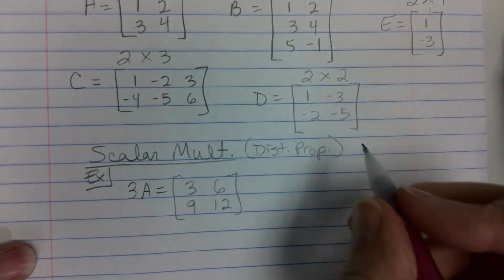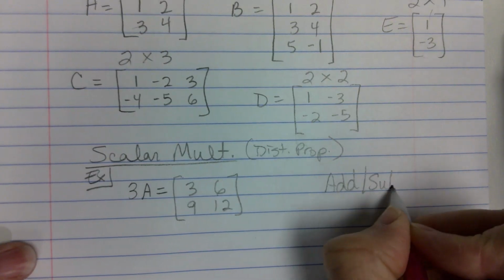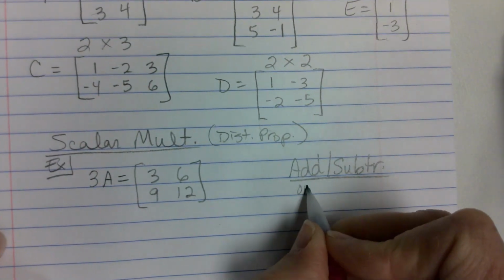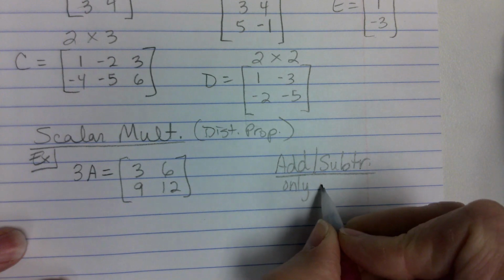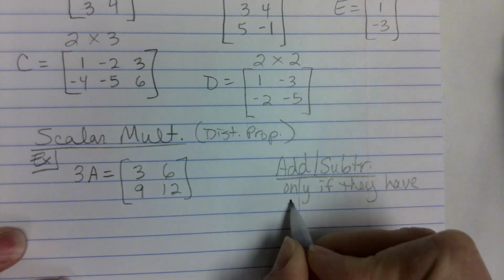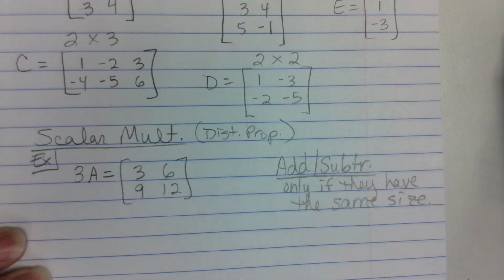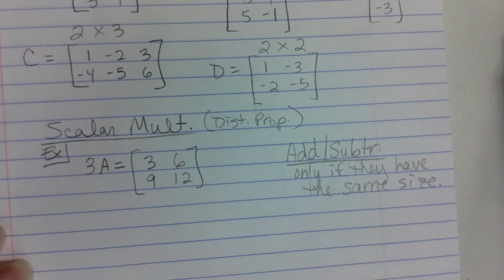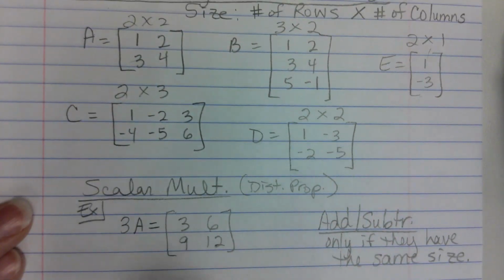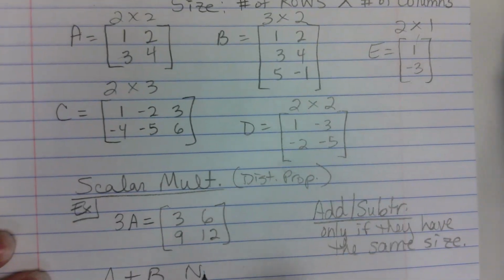Now, addition and subtraction. The only way we can add or subtract matrices is if they have the same size, right? Only if they have the same size. So could I add matrix A plus matrix B? No, not possible. But A and D, yes.